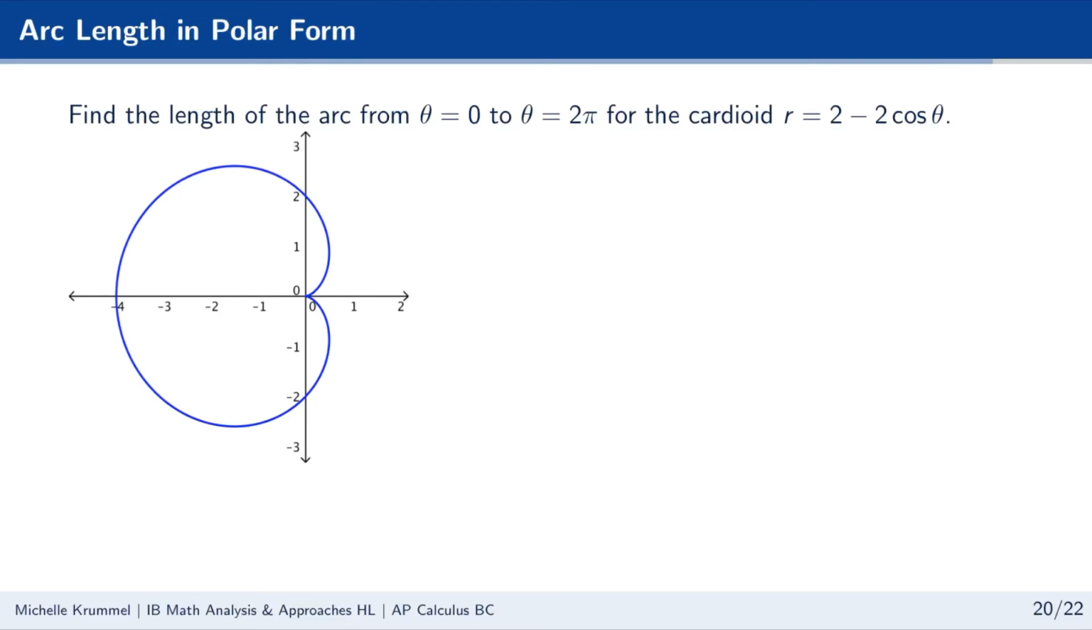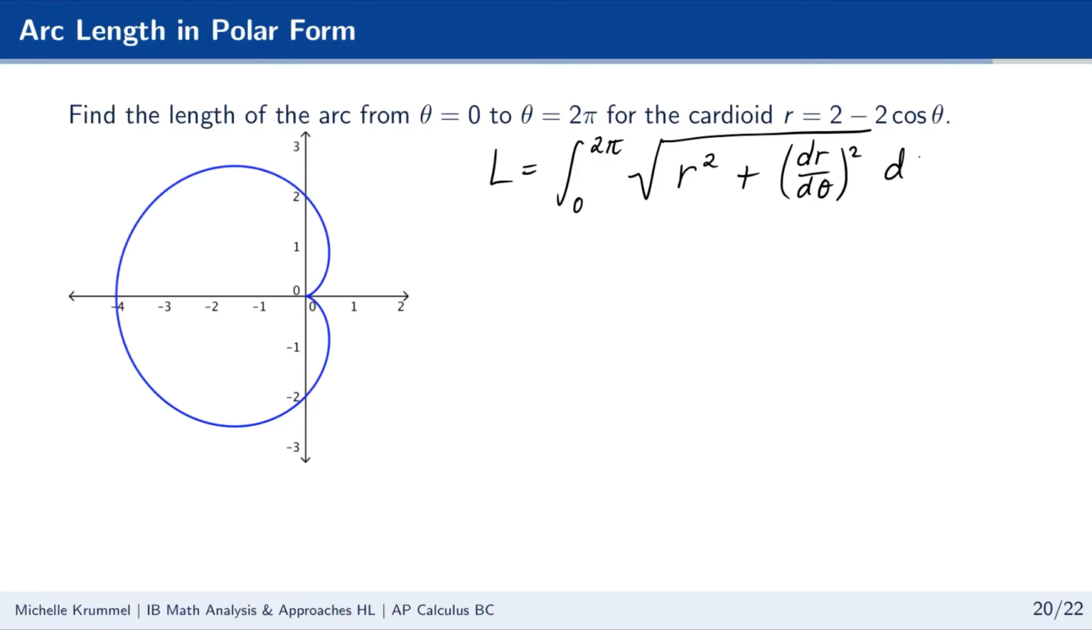So for our last example, we're going to find the length of the arc from θ equals 0 to θ equals 2π for this cardioid, r equals 2 minus 2 cosine θ. θ equals 0 to θ equals 2π is going to take us all the way around the cardioid, exactly one cycle. So remember, our formula is going to be to integrate from 0 to 2π the square root of r squared plus (dr/dθ) squared with respect to θ. So we need to find dr/dθ.